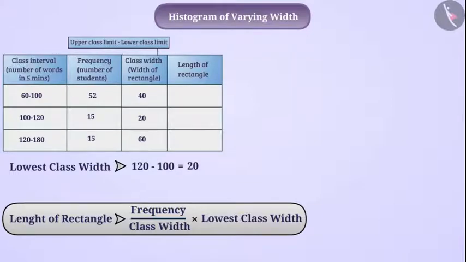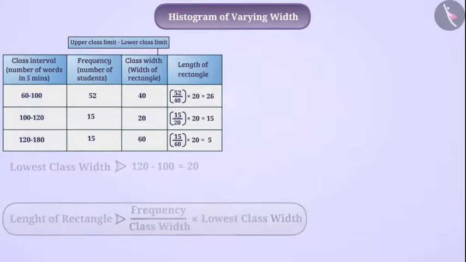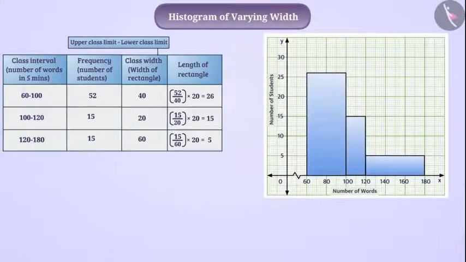For example, here the length of the rectangle of interval 60 to 100 can be obtained as follows. Similarly, the lengths of the rectangles of other class intervals can be obtained in this way. Now, we will draw rectangles with a suitable scale for each class interval. Here, we have taken 1 unit equal to 20 words on the x-axis and 1 unit equal to 5 students on the y-axis, from which we have obtained the histogram in this way.